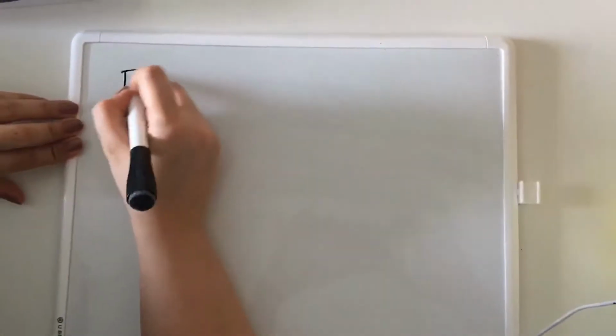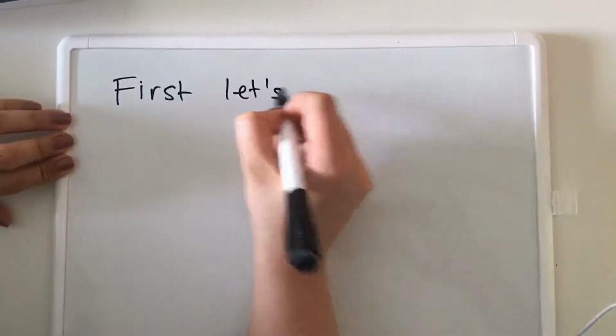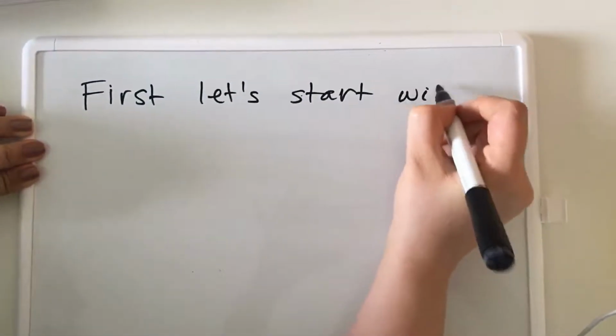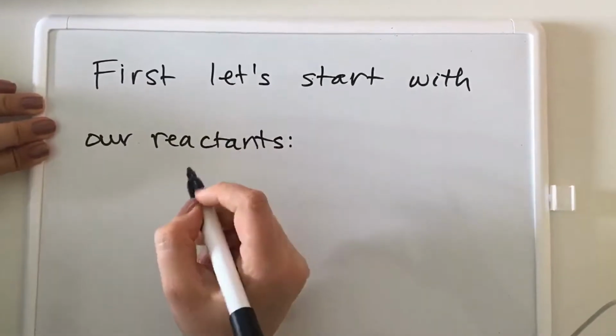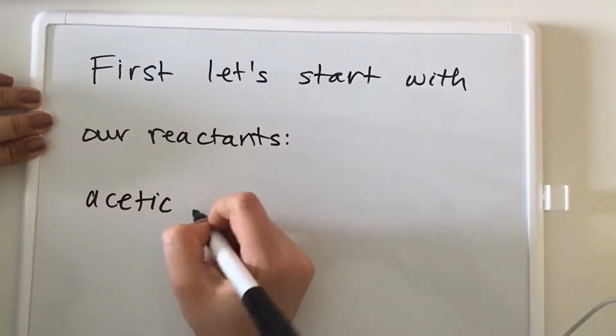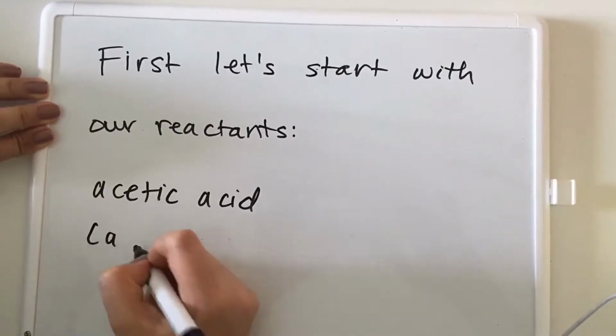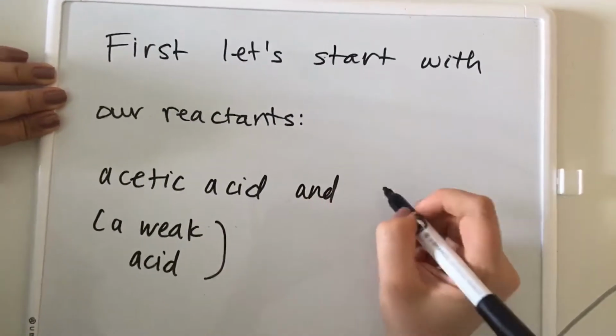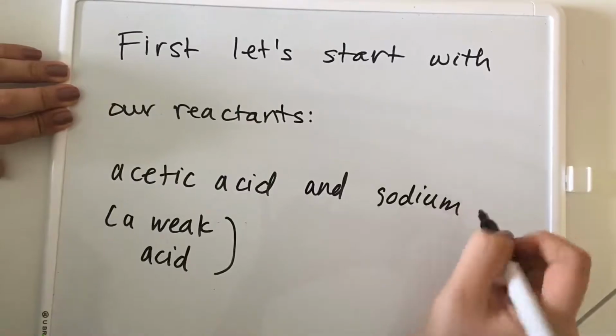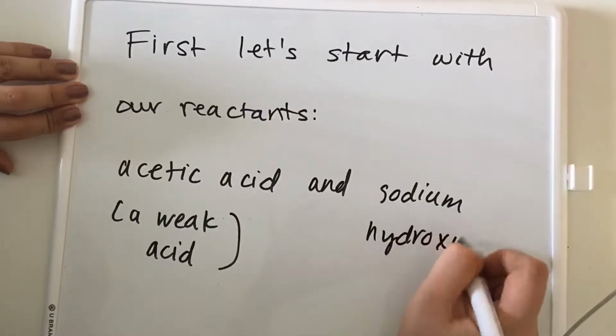Let's work with an example to better understand this topic. First, let's begin with looking at our reactants. First, we have acetic acid, which is a weak acid. That is our carboxylic acid. And then we have our sodium hydroxide that is reacting with that.